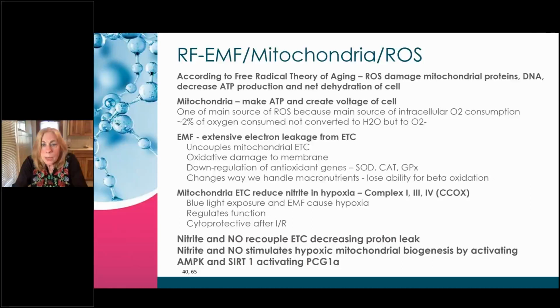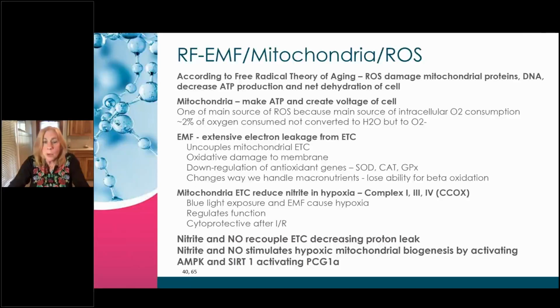So these mitochondria, they consume a lot of oxygen, but instead of handing that electron off to the water, it hands it off to superoxide when the electron transport chain is uncoupled. So EMF uncouples that electron transport chain and you leak electrons. This causes oxidative damage to the membrane. You're down-regulating your antioxidant genes, your SOD, catalase, glutathione peroxidase, and it actually changes the way we handle macronutrients. We lose the ability for beta oxidation of our fatty acids.